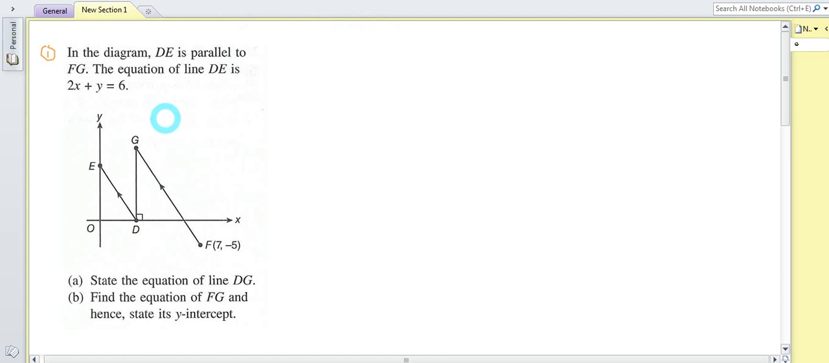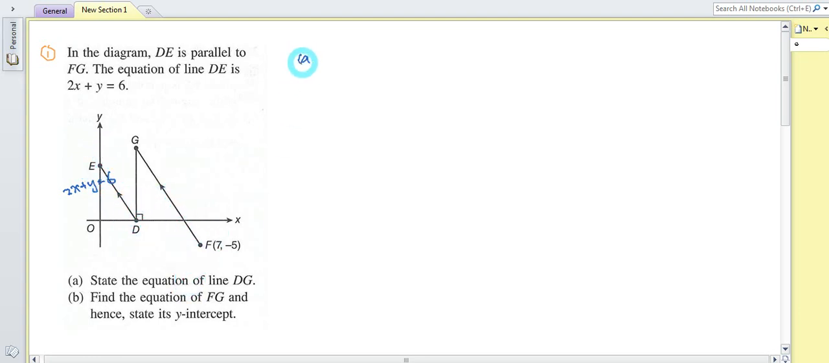Okay, let's look at question number 1. State the equation of the line DG. DE is parallel to FG. Parallel means that they have the same gradient. The equation of the line DE, okay, DE is this one. So I will suggest you write the given information on the diagram, easier for you to solve the questions. Okay, this is the equation for DE.